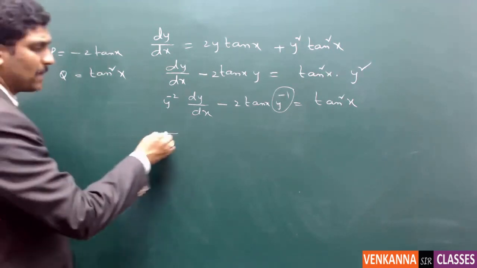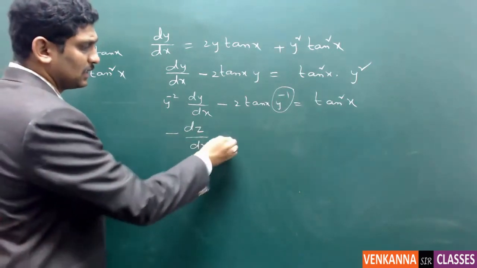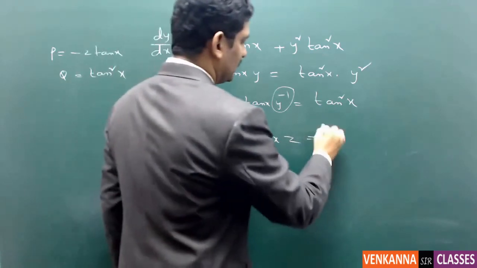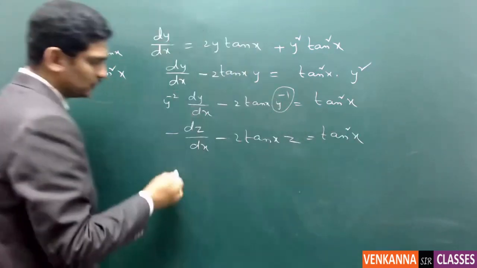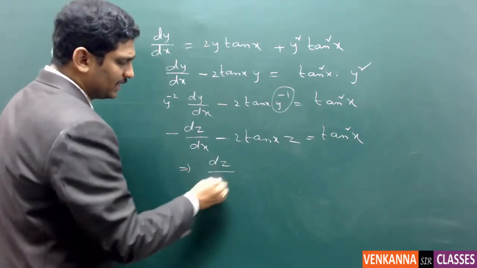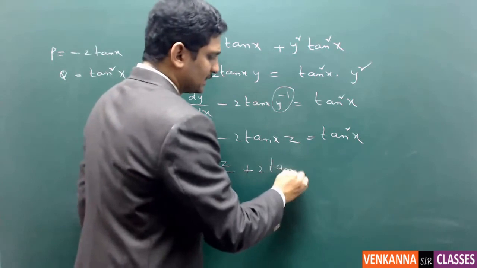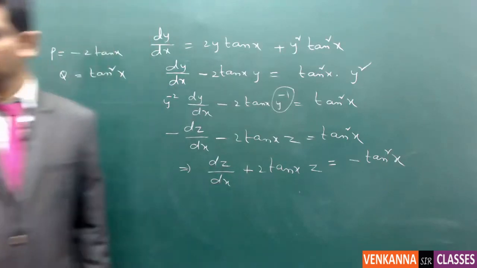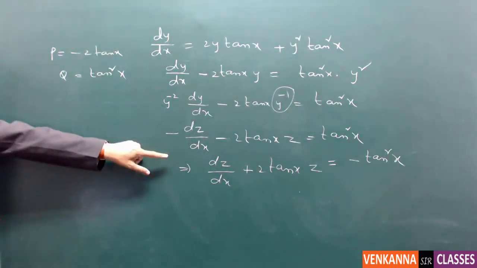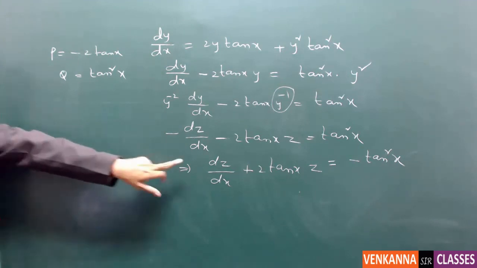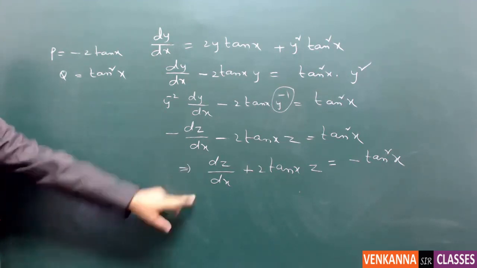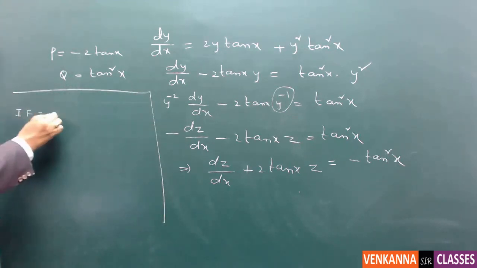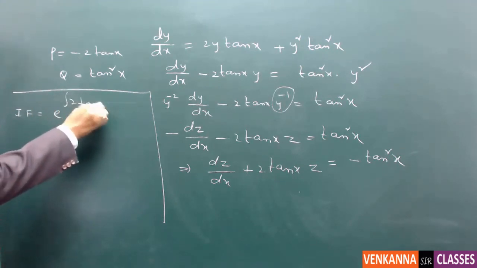So here minus dz by dx minus 2 tan x into z is equal to tan square x. So this implies that dz by dx plus 2 tan x into z is equal to minus tan square x. So this is converted into the linear model. z is dependent, x is independent. So go with the integrating factor.